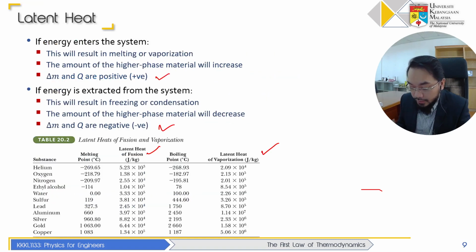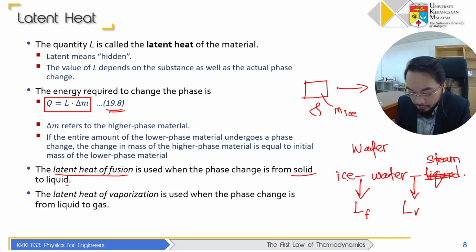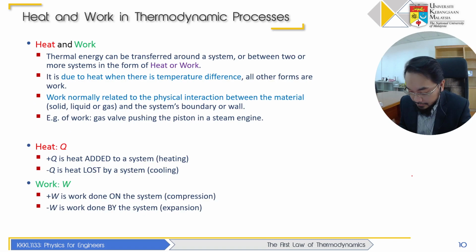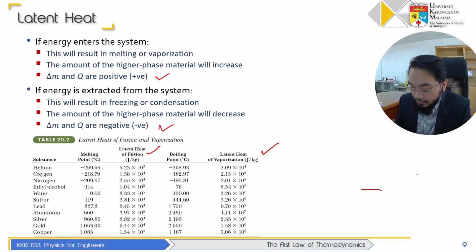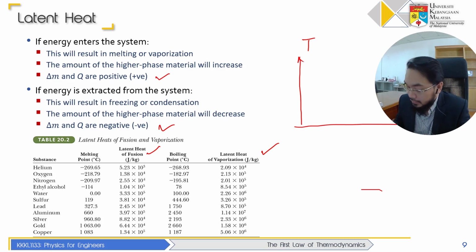Now, before we go further, I would like to talk a little bit more about latent heat. Latent means hidden, but why is it called hidden? I will try to explain this so it makes sense. Let's look at the relationship between temperature versus Q, heat.